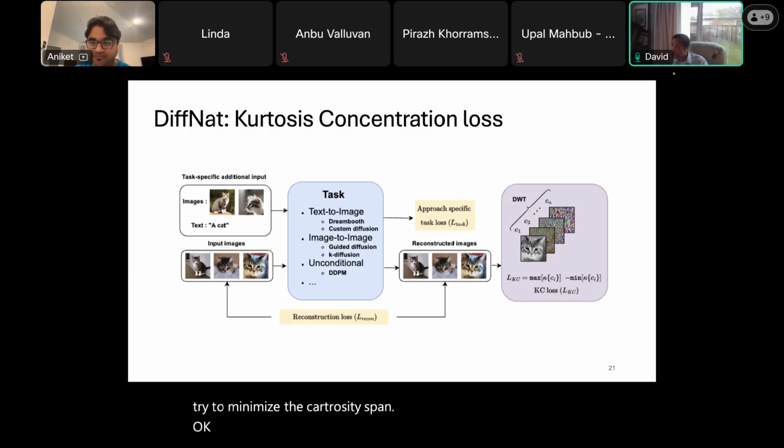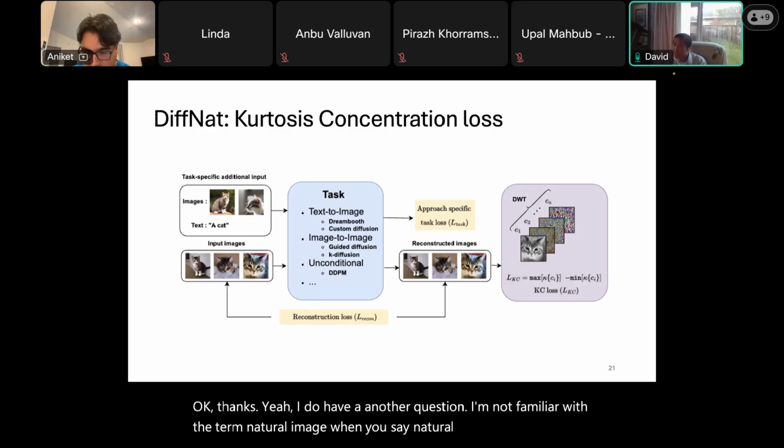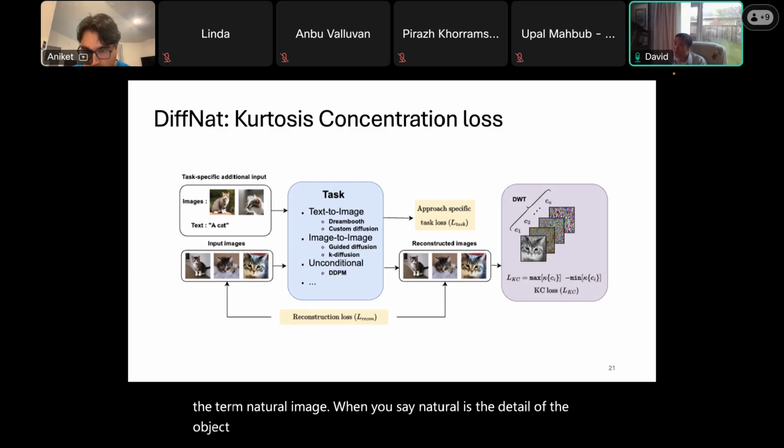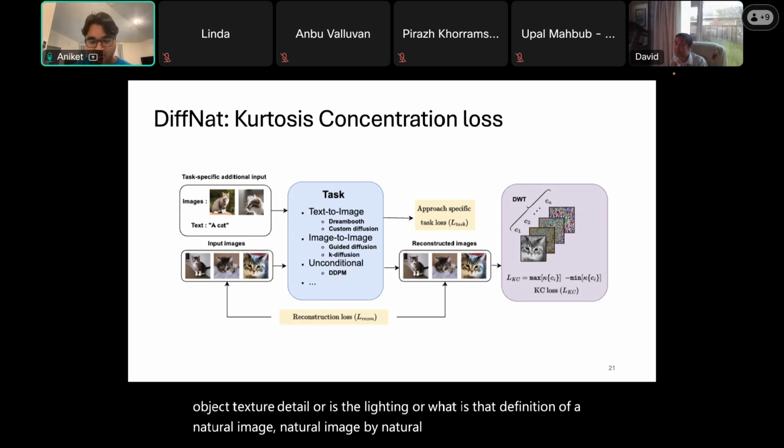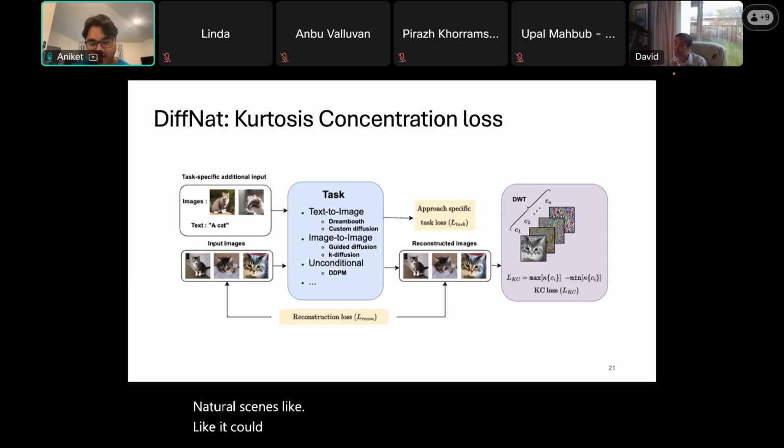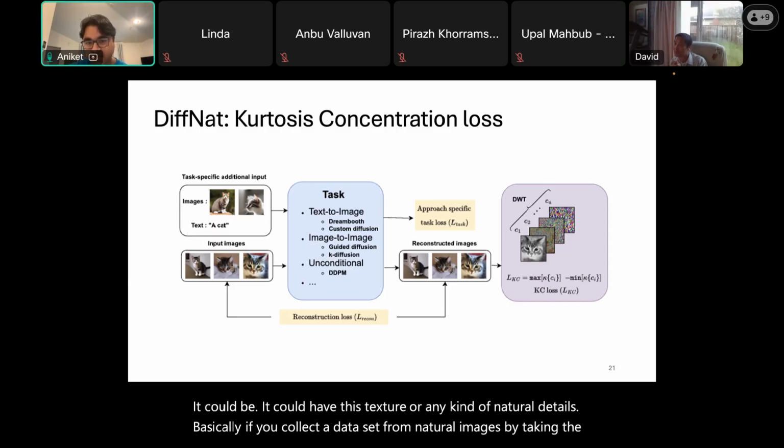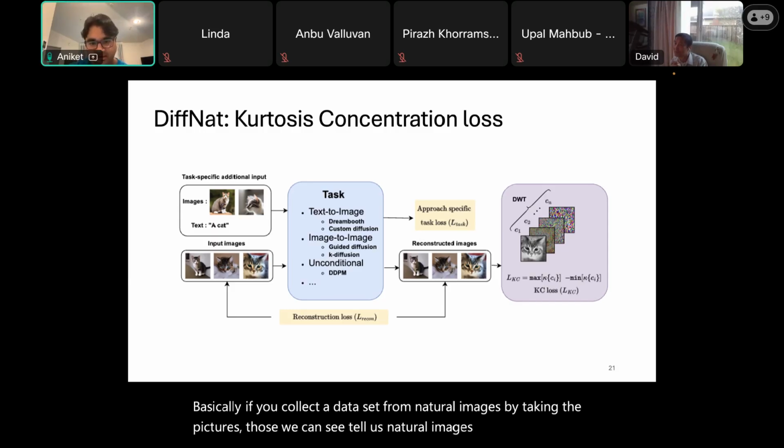Okay, thanks. I do have another question. I'm not familiar with the term natural image. When you say natural, is it the detail of the object, the texture detail, or the lighting? What is the definition of a natural image? By natural image, I mean, suppose, an image which is captured from natural scenes, it could have texture or any kind of natural details. So basically, if you collect a data set from natural images by taking pictures, those we can call natural images, which have a natural scene.